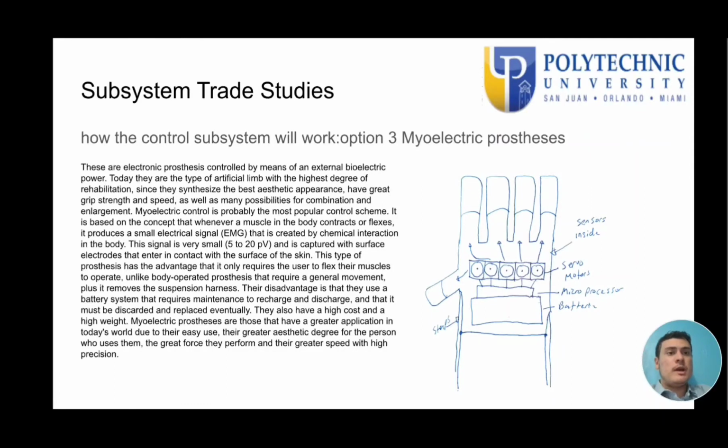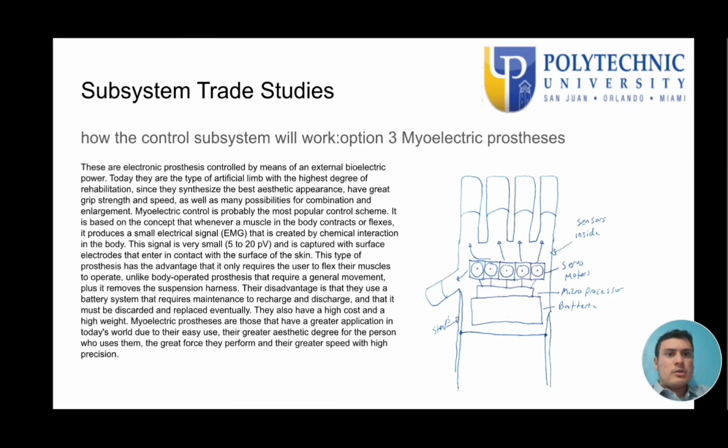In option 3, we have myoelectrical prosthesis. These are electronic prostheses controlled by means of an external bioelectrical power. Today, they are the type of artificial limb with the highest degree of rehabilitation, since they synthesize the best aesthetic appearance, have great grip strength and speed, as well as many possibilities for combination and enlargement. Myoelectrical control is probably the most popular control scheme.